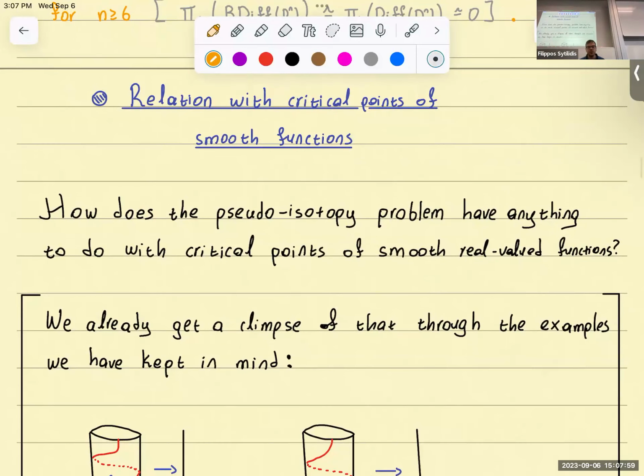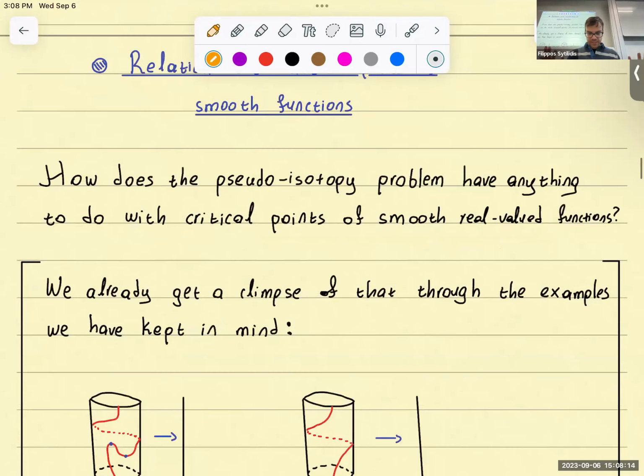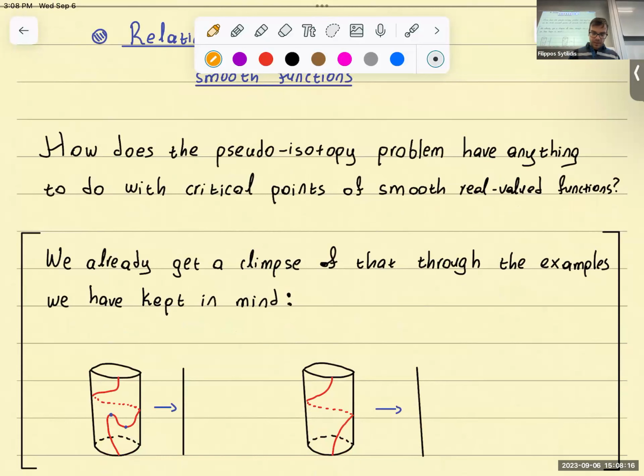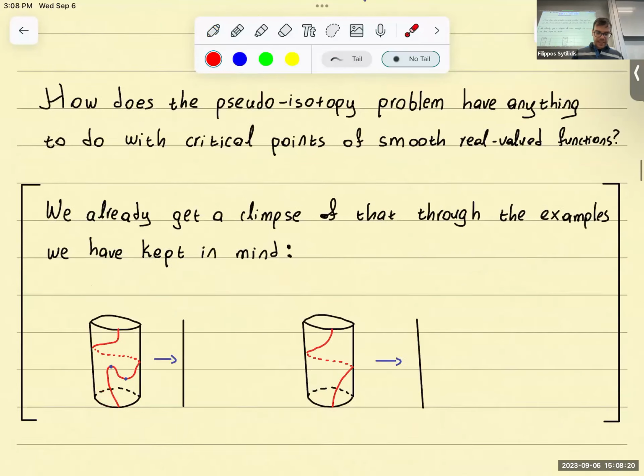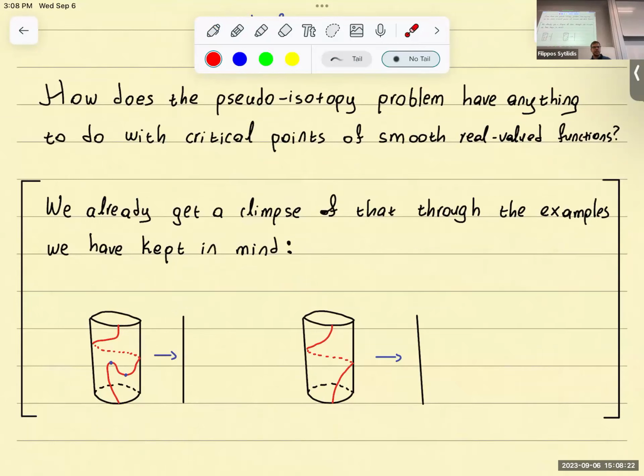I'll start. Okay, so for the second half, hopefully everybody is super hyped about the pseudo-isotopy problem, and we're going to see how it's related to critical points of smooth functions. And what does it have to do with what I promised? The first thing is that we already got a little bit of a glimpse of that. It's exactly the remark that Shimal made.